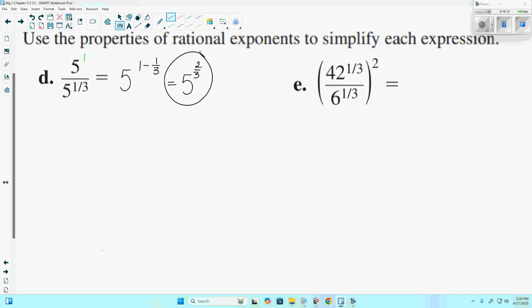E. One of the main issues with E is we cannot have a fractional exponent in the bottom of a fraction. We need a way to get rid of that. 42 and 6 are not like terms. They're not like bases, are they? 42 and 6, are they divisible? Yeah, we can divide 42 and 6. That'd be nice, but we have the 1/3, yes?